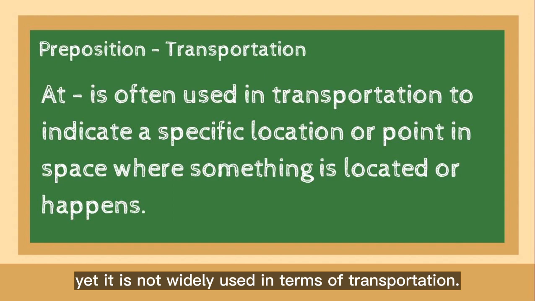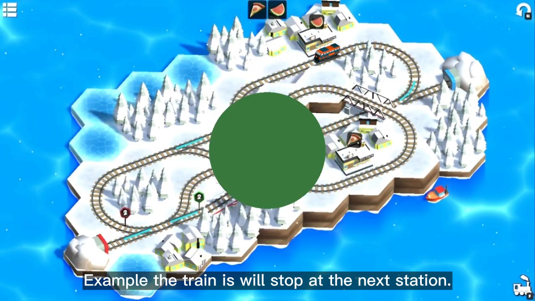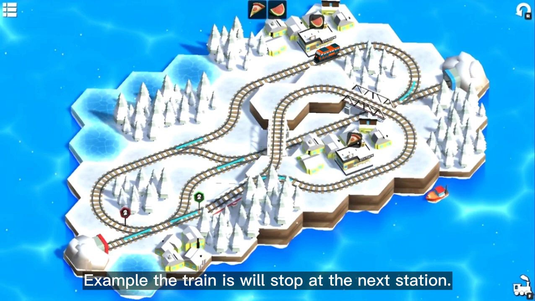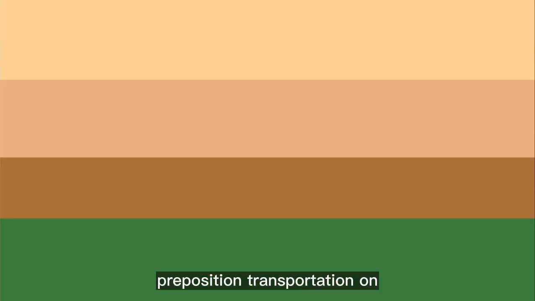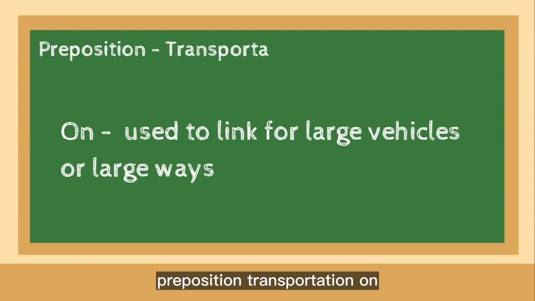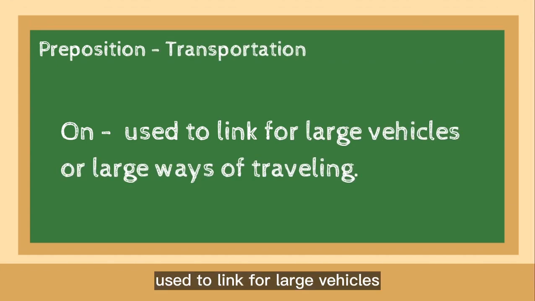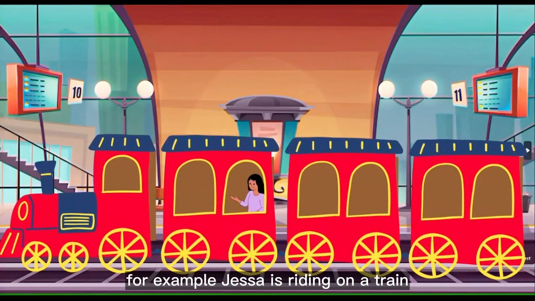Example: the train will stop at the next station. Preposition, transportation, on. Used to link for large vehicles or large ways of traveling, such as buses, trains, and planes. For example, Jessa is riding on a train. A train is a large vehicle wherein you share it with other people, so we say Jessica is riding on a train.